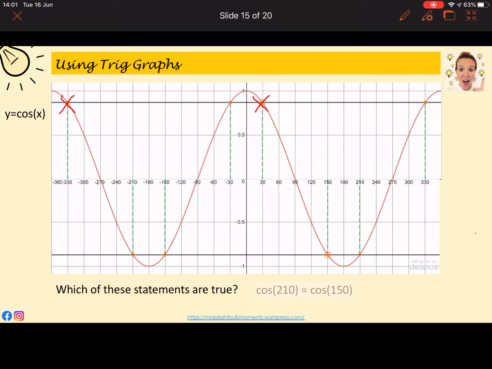Next one. Is cos 210 the same as cos 150? Yeah, can you see them? They're both down the bottom. These two down here, and they are the same. They're actually minus root 3 over 2. But again, we don't need to know what they are, just that they're the same. Can you try this one? Is cos 150 the same as cos 30?